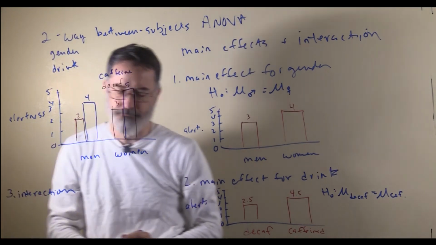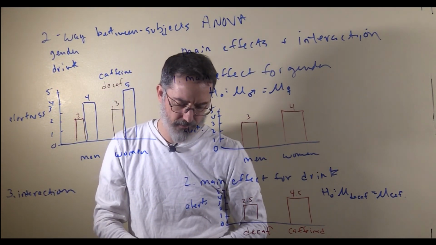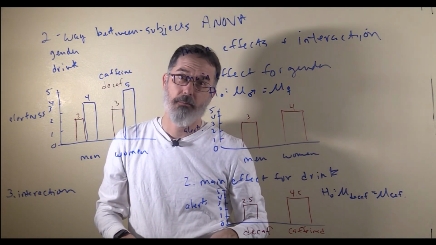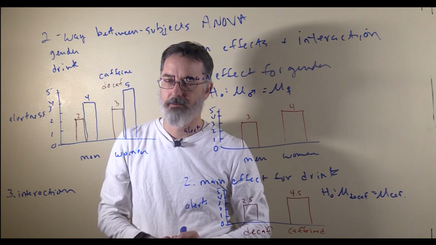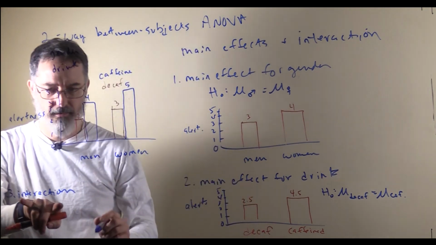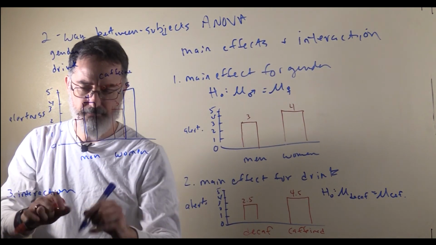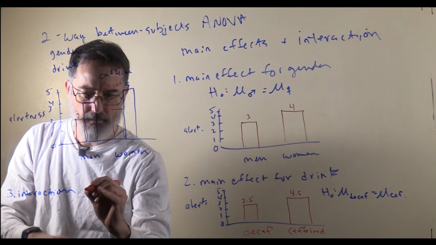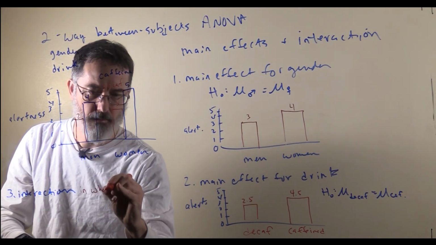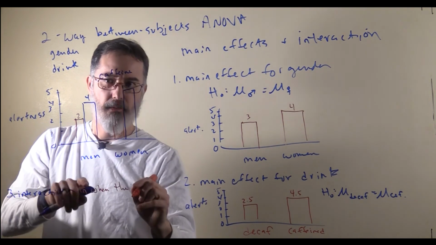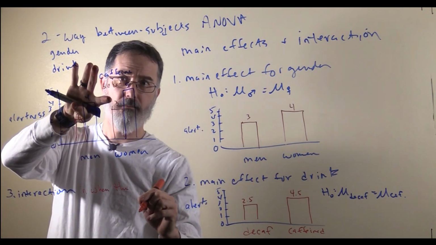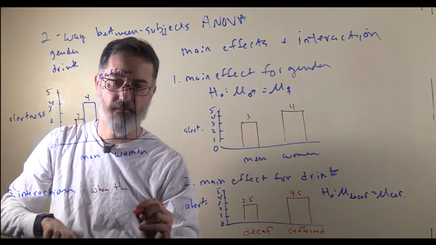the interaction. This interaction is a new concept that we haven't talked about yet in this class. And the idea here is, if there's an interaction, then the effect of one variable differs across the levels of the other variable.